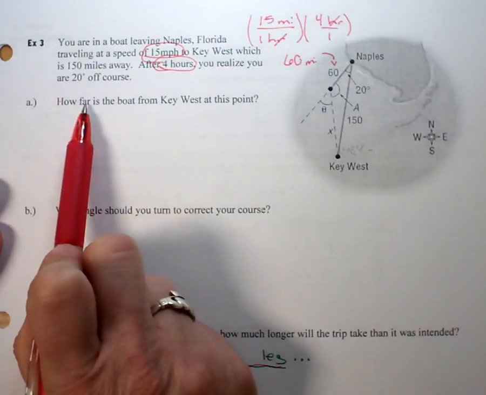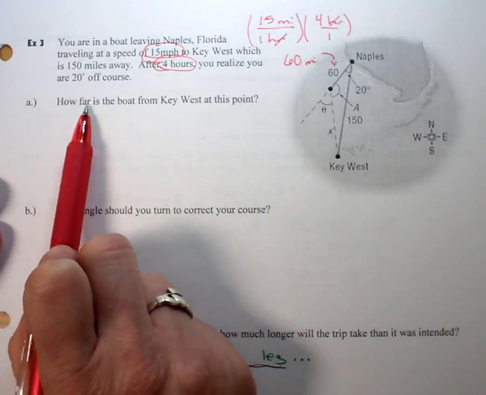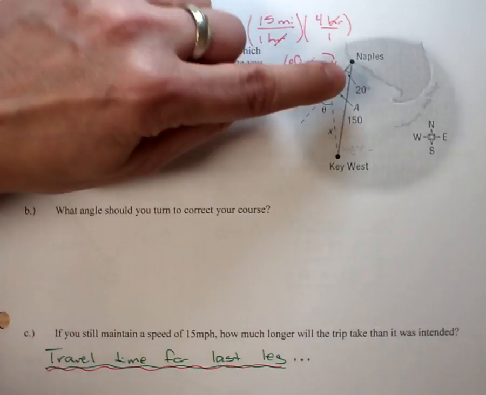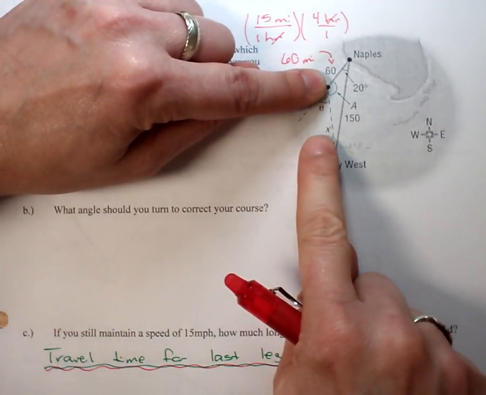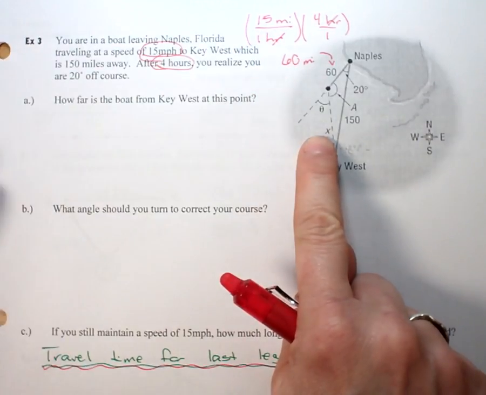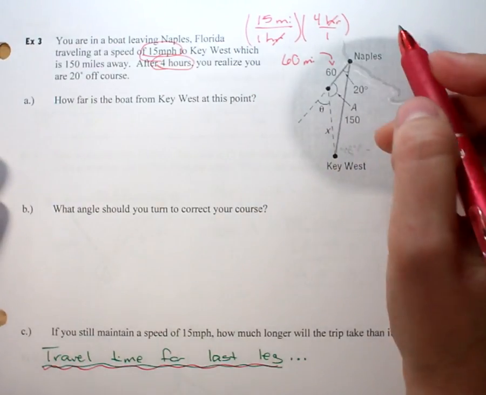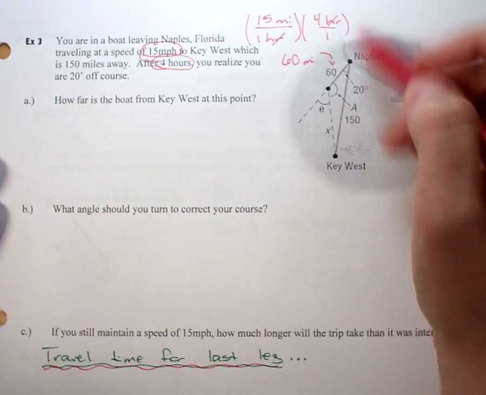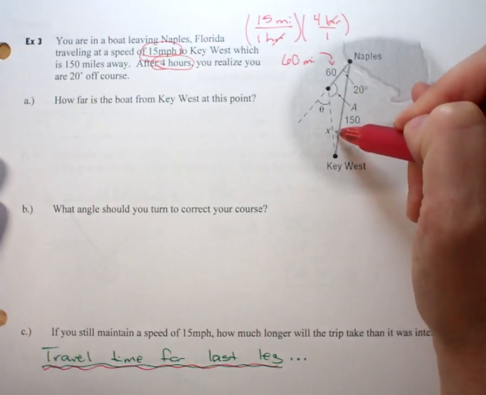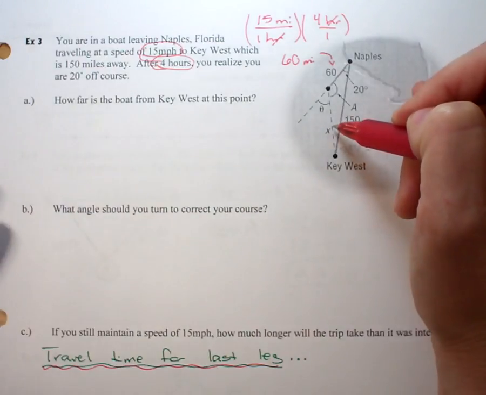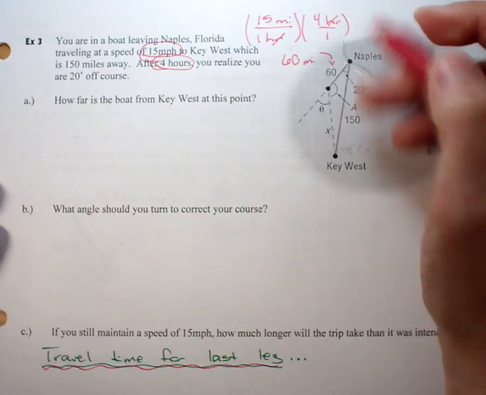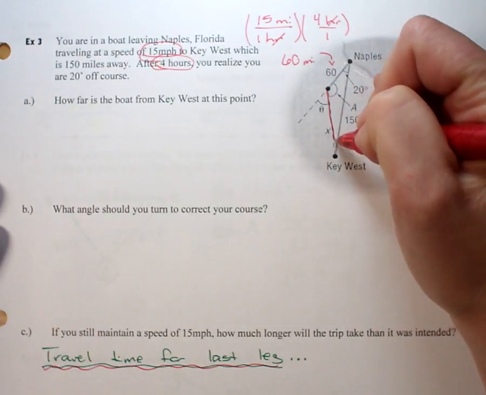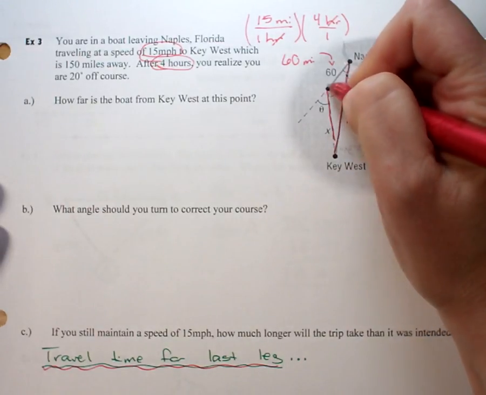Now, the first question they ask is how far is the boat from Key West? So here's our boat when we realize, oops, and here's Key West. So we're solving for x. Now, when we look at this problem, what we do know is that we could actually fill in this angle right here. But I need to solve for my x. So it's good to actually just outline this.